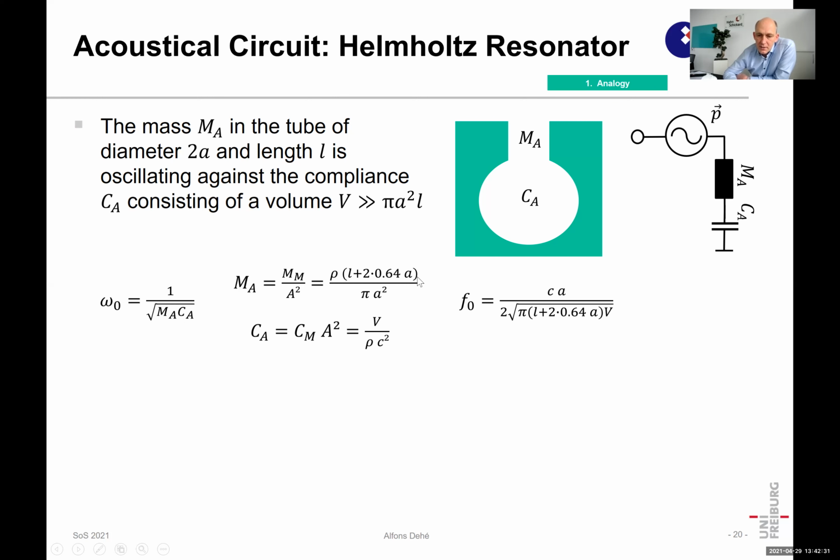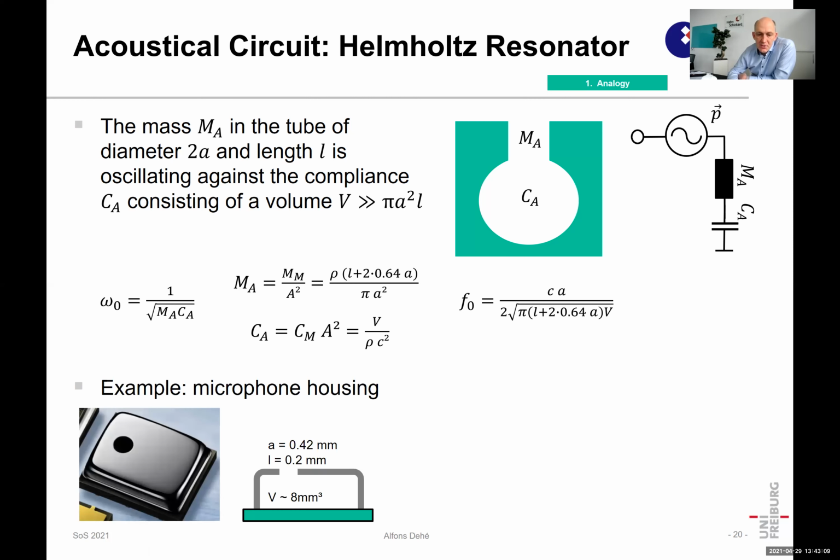And of course, we can now use the acoustical mass, which is the length of this tube plus 2 times the correction for the flange opening. This is 2 times 64% of the radius of this flange, divided by the area squared. And the compliance is simply the volume expressed in the acoustical domain. Then we get an expression for the resonance frequency of this system. Okay, this is the macroscopic explanation, or representation, with this bottle situation.